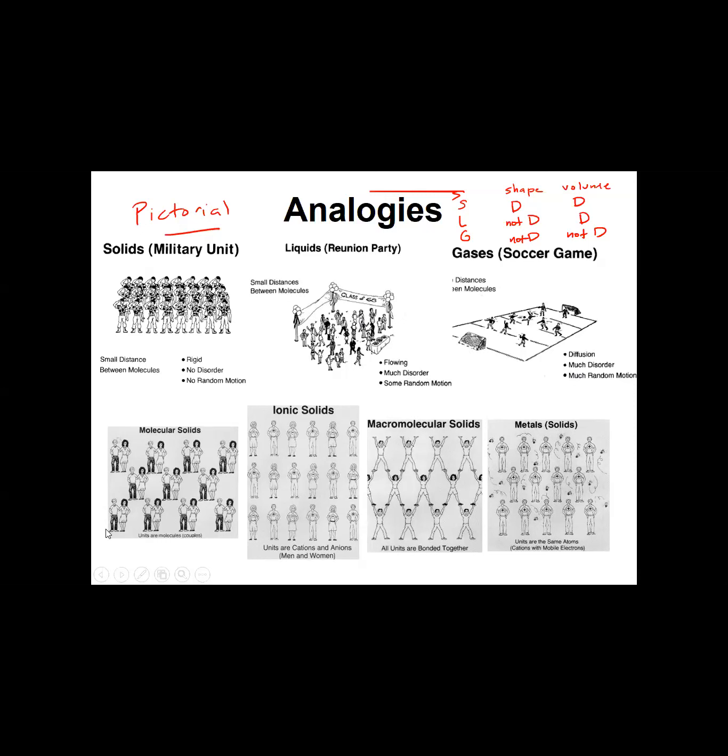Now the next set of analogies that he described is when we discuss the so-called types of solids. So in the types of solids, there are four types: molecular, ionic, macromolecular, and metals. So how do they differ? Usually they differ in their properties because of the forces that hold them together and because of the units that they have.